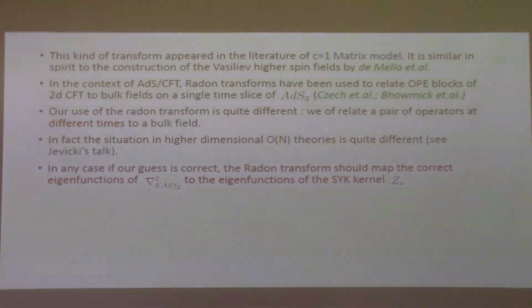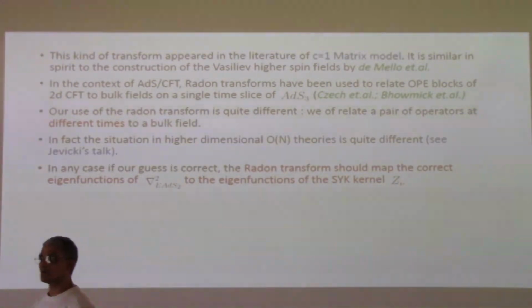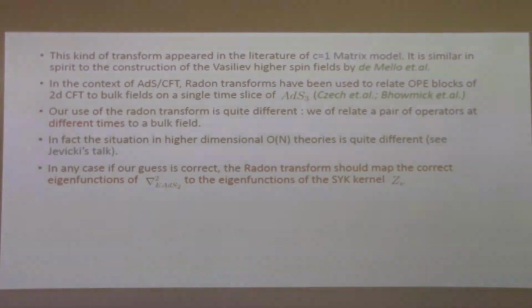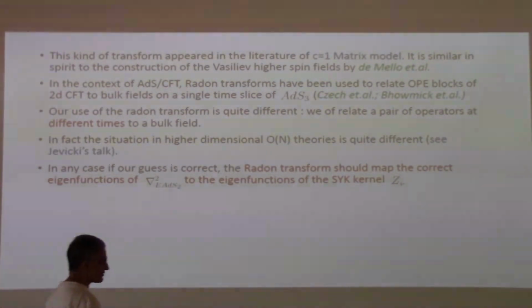In any case, if our guess is correct, then the Radon transform should map the correct eigenfunctions of the Euclidean Laplacian to the eigenfunctions of the SYK kernel, which are reduced. Let me just recall the eigenfunctions of the quadratic fluctuation kernel for the SYK model. They were a particular combination of Bessel functions, which was forced upon you by the fact that the SL2R symmetries should commute with the kernel itself, and those are these particular combinations here.